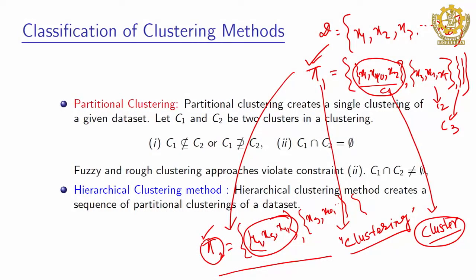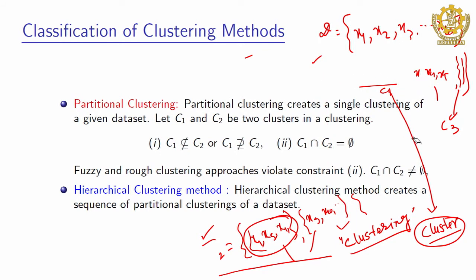What is the partition of the data? That is the set theoretic definition: if you take the intersection of two clusters you will get the null. There should not be any common element between them, and if you take the union of all clusters in a clustering you will get the original data set. Here, if you take the union of C 1, C 2 and C 3, that should be D, the original data set. Now, I will come to the classification of the algorithms.